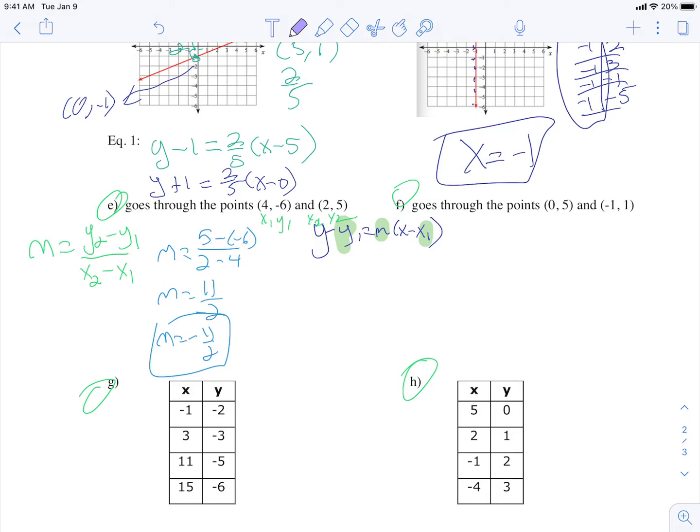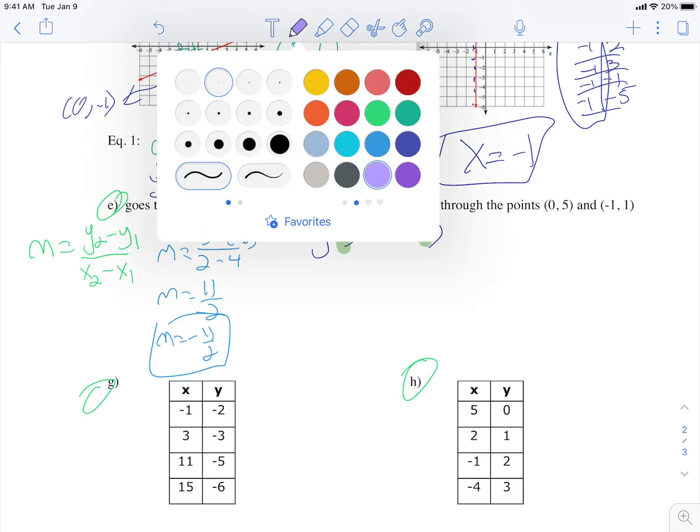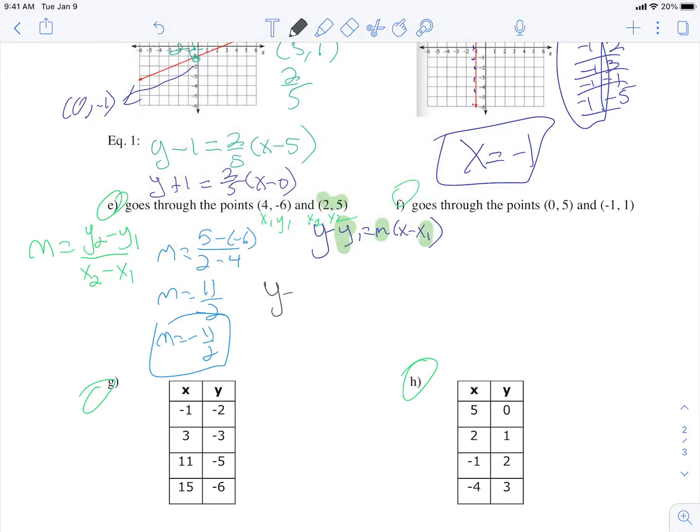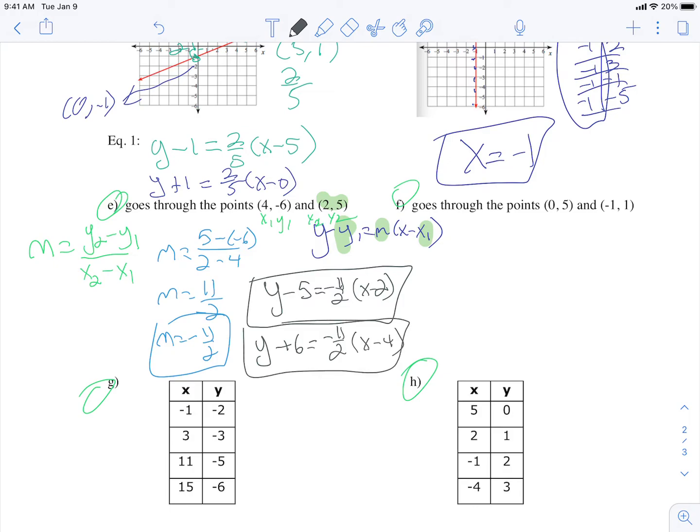I think having two positives is a little bit easier than having a positive and a negative. So I'm going to go ahead and write my answer as y minus 5 is equal to -11/2 times x minus 2. Okay, so that's the correct answer. However, if you like keeping it as x1, y1, that's okay: y plus 6 is equal to -11/2 times x minus 4. This is also the correct answer. So there's going to be an infinite number of correct answers.